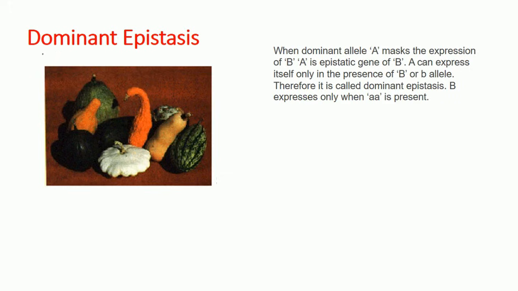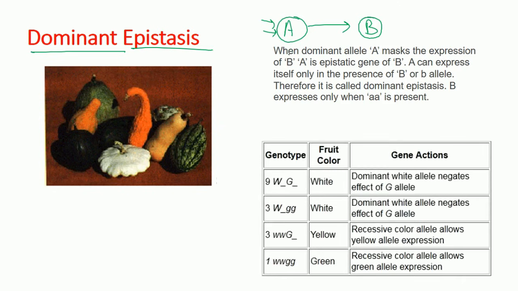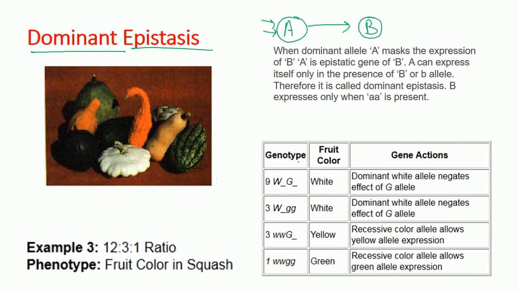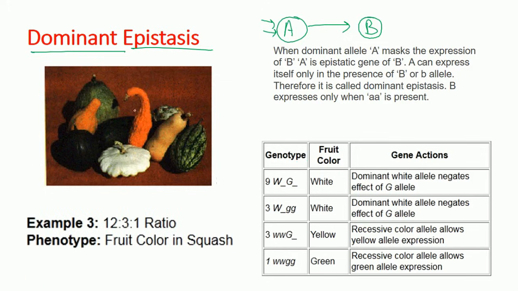The next type of epistasis is dominant epistasis. In this case, the gene that will regulate other gene will be in dominant form. So epistatic gene is, let's say, A. It is dominant over the hypostatic gene, that is B. Okay. In the early case, we saw the epistatic gene was in the recessive form. Here we are seeing that it is in the dominant form.